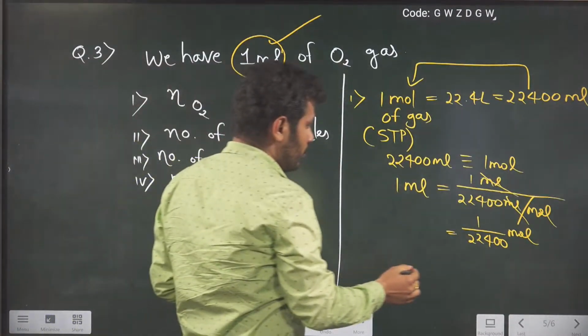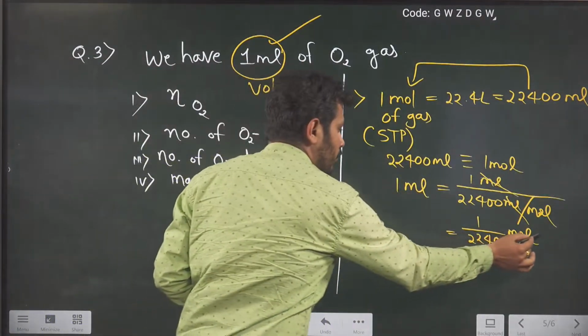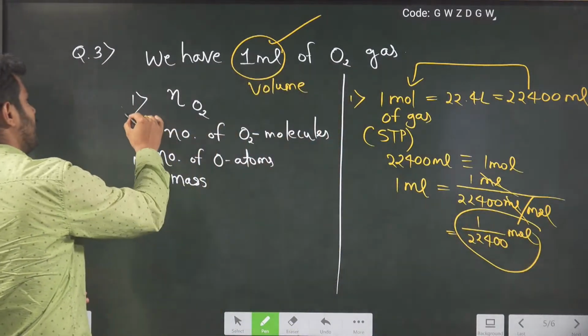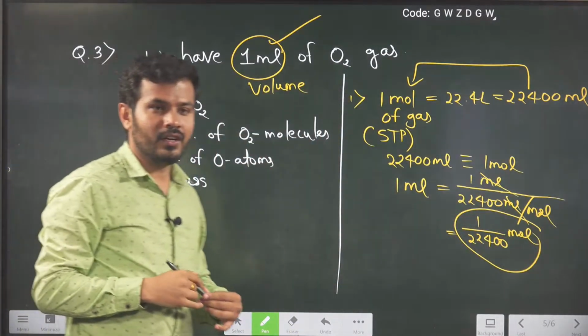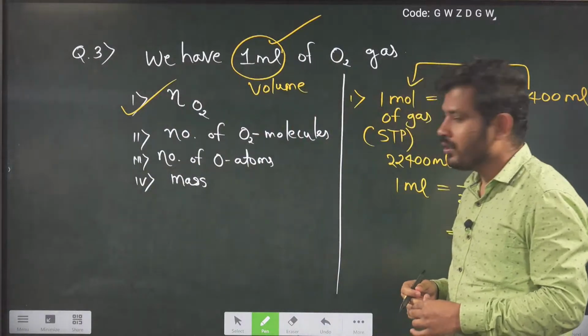Okay, so this is what we have got, 1 by 22400 mole. That is the first part, the number of moles of O2, which we have calculated. Now the second part, what we are going to calculate.